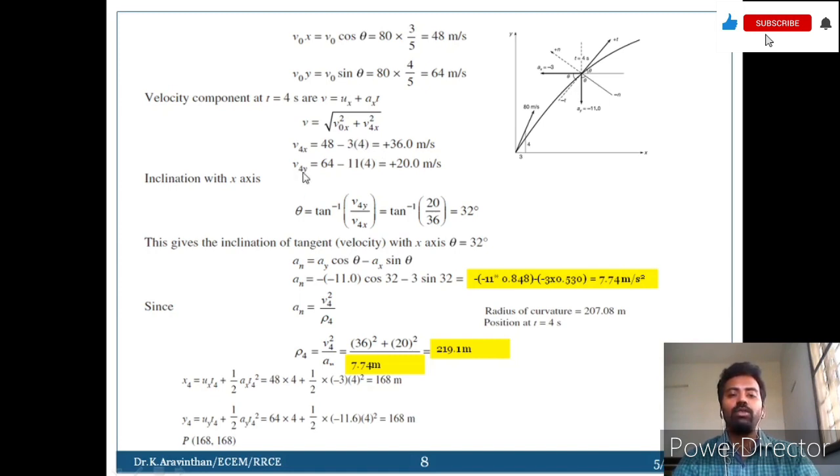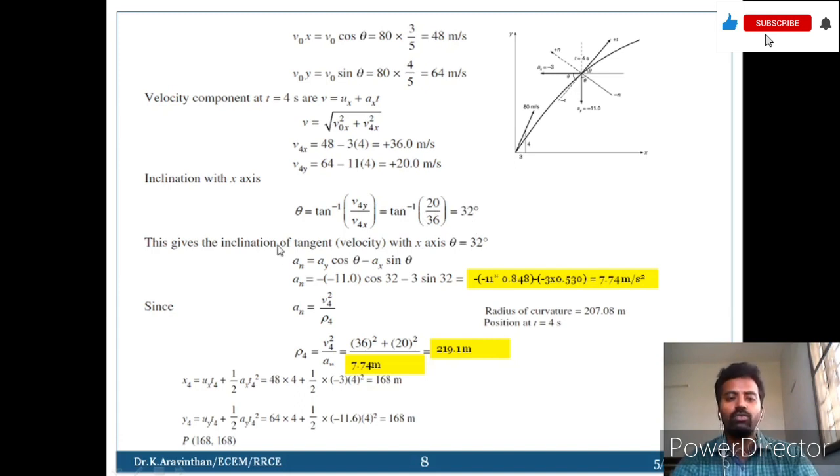And if you apply for the y component, you have to use 64 and the value of 11. So you will be getting plus 20 meter per second. So you have the horizontal and vertical components, and you can find theta. How to find theta? Vertical by horizontal. So 20 by 36. The vertical component is 20, the horizontal component is 36. If you take tan inverse of that, you will be getting the angle of 32 degree.